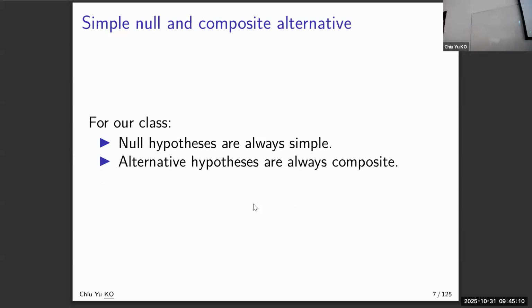And in your class, and as many other classes in undergrad, we will assume our null hypotheses are simple, and the alternatives are composite. Okay, so that is to simplify our calculation. You can realize that, but that is something you have to go to a stat department to learn.